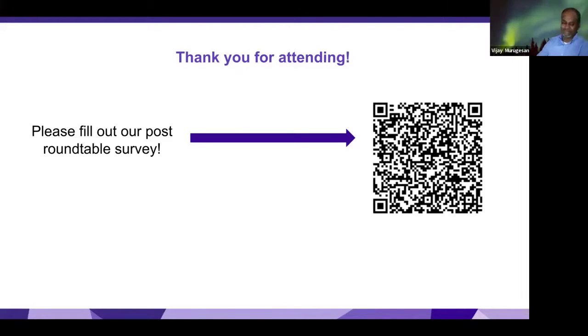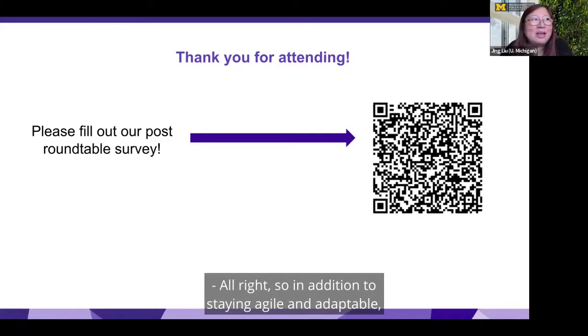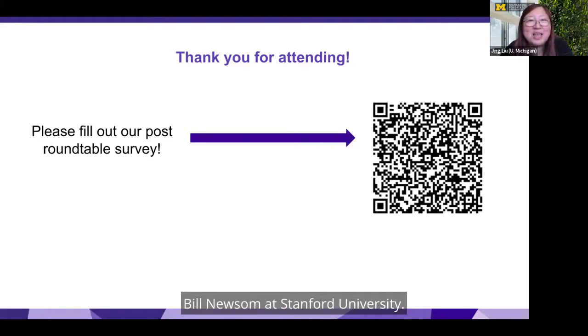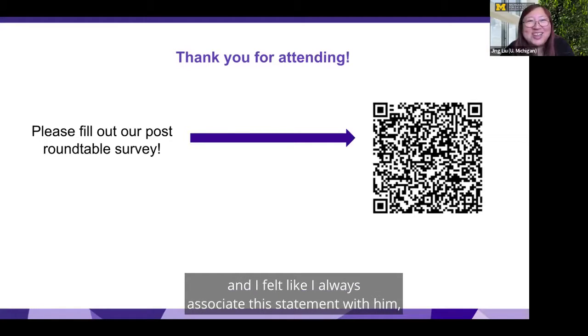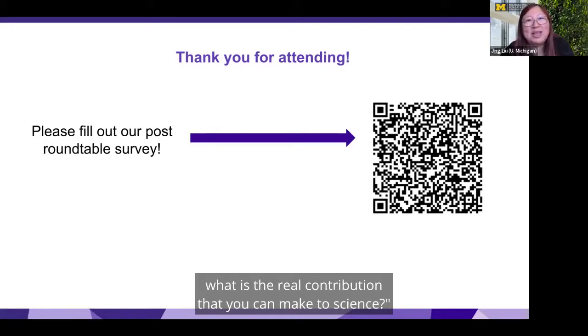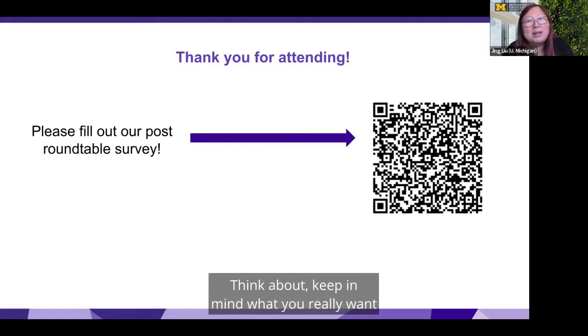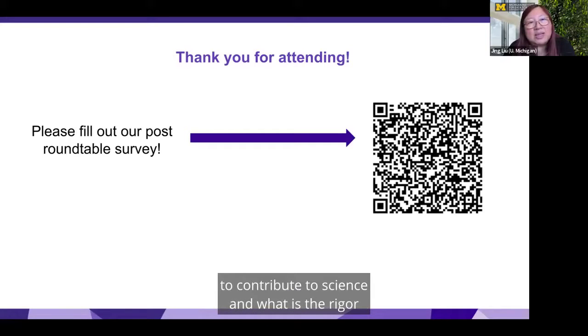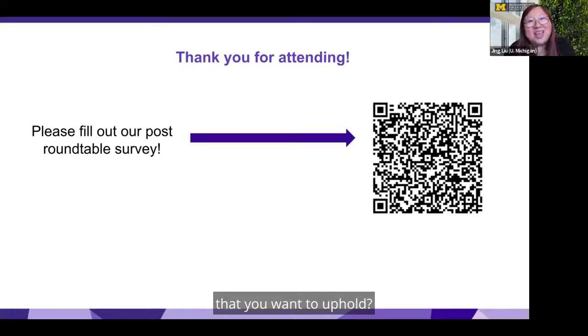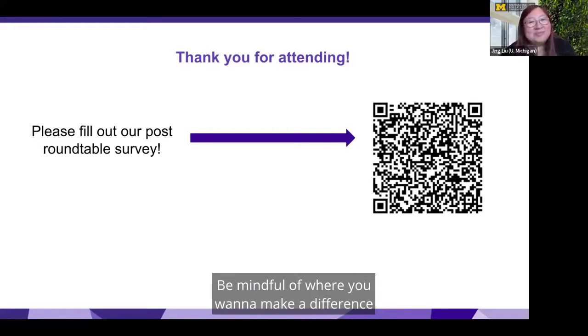Okay, Jing. In addition to staying agile and adaptable, I also want to mention something I learned from my postdoctoral mentor, Bill Newsom at Stanford University. He used to say this so much, and I always associate this statement with him: think about today or tomorrow, what is the real contribution that you can make to science? The tools evolve very quickly. You can jump into a lot of new fields and pick up a lot of new tools. But in the end, don't be mindless. Keep in mind what you really want to contribute to science and what rigor you want to uphold. All the other tools should support these. Excellent. Be mindful of where you want to make a difference and contribute to science.